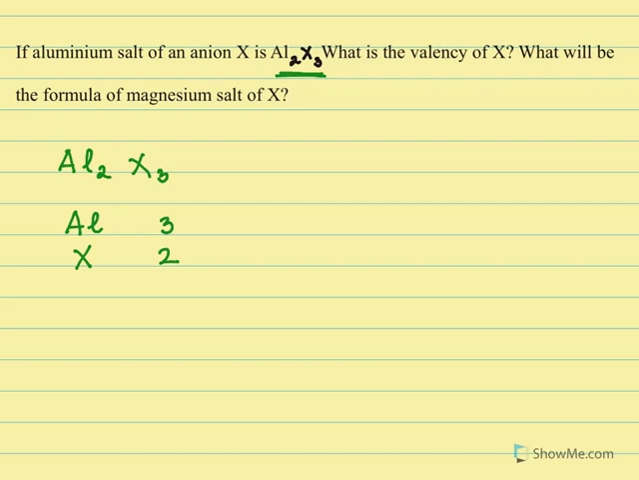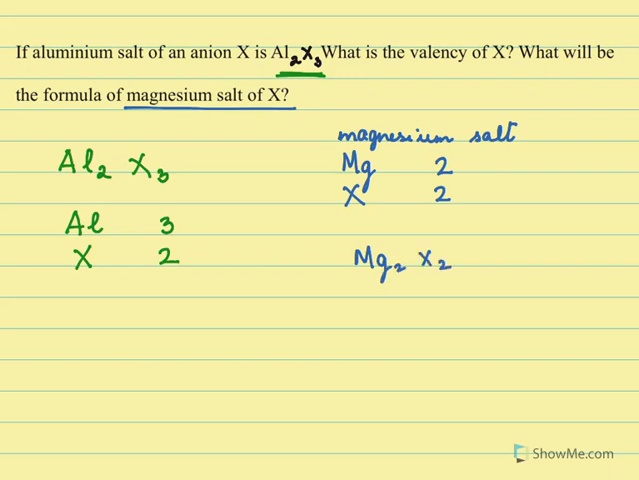Next is, what is the formula of the magnesium salt? So magnesium we know is 2. We are here now finding the magnesium salt. Magnesium is 2 and X we know also is 2. So it will be Mg2X2. You take common out, MgX. This will be the formula of the magnesium salt.